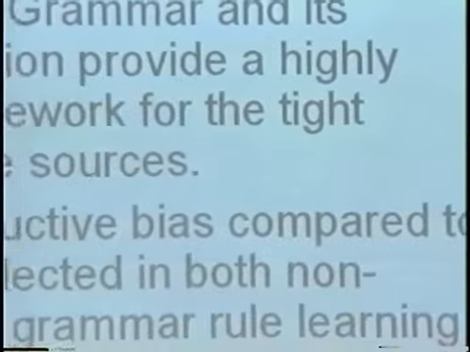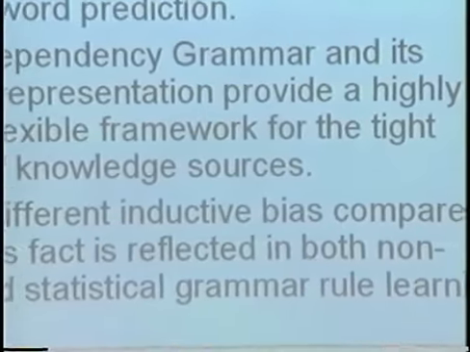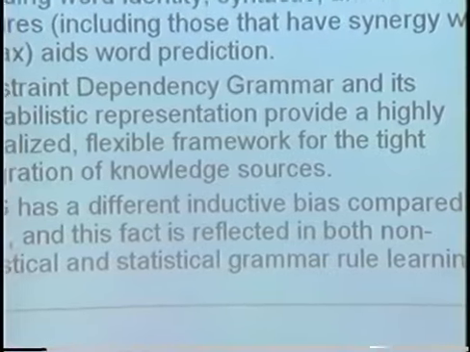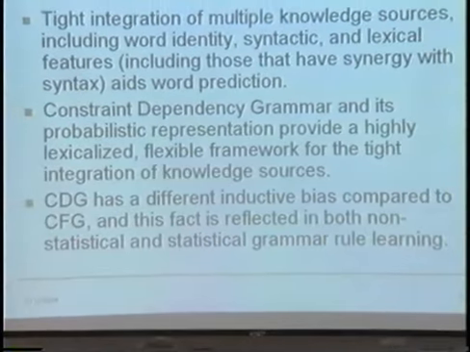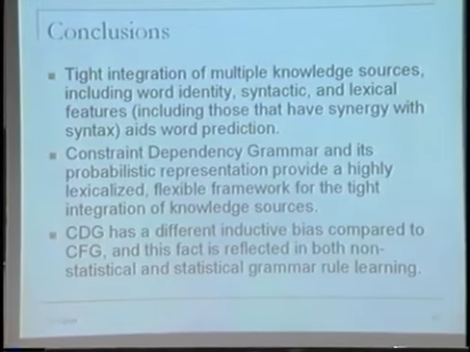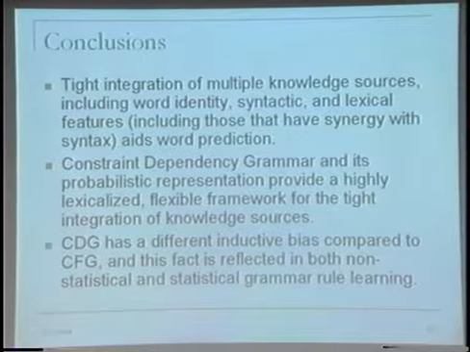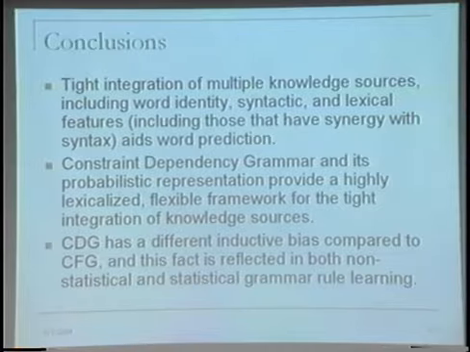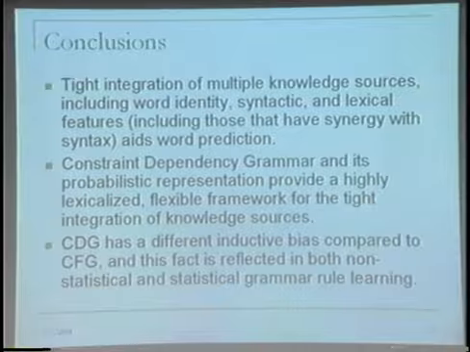So in the end, I think the thing that should be learned is that tight integration of these knowledge sources is very powerful. We have lexical information, we have modify constraints, we have a variety of things that can aid in word prediction. Constraint dependency grammar is wonderful in that it provides a framework where you can put a lot of that into a package of information and relax constraints. And so you have a reasonable path for back off. And it's interesting in that it has a different inductive bias compared to CFGs.